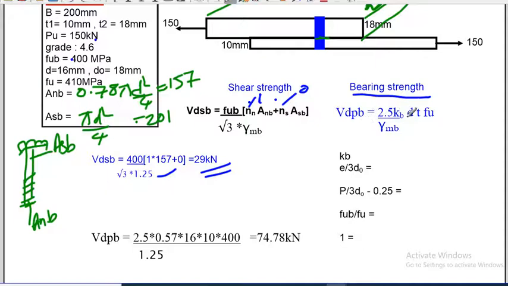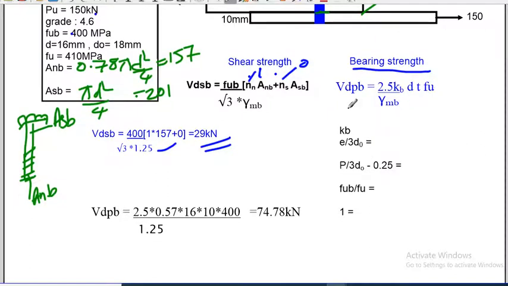Coming to bearing strength, this is the formula. VDPB is equal to 2.5 kb d into t into fu divided by gamma mb. The only thing here is this kb, which as per the code we have to take as the least of all these three. E is the end distance, which we can calculate, because normally as per the code E is 1.5 times D0, divided by 3 D0.